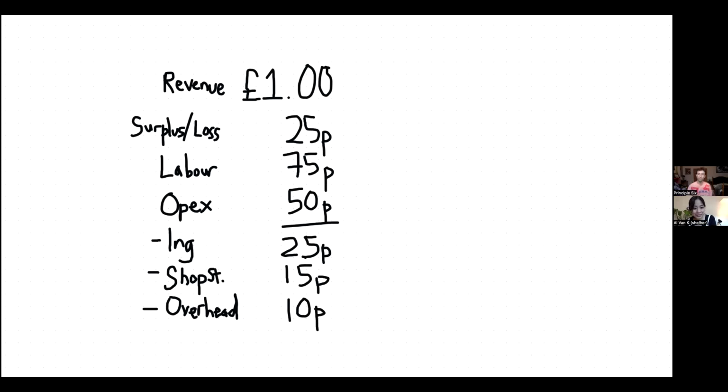Yeah, so I was just going to say some things out loud for a bit of clarity. For every pound you make, you're spending 75p on labor, 50p on operational expenses, and overspending by 25p. And so if you're making £100,000, then essentially the proportions are the same. So you're making a loss of 25,000.